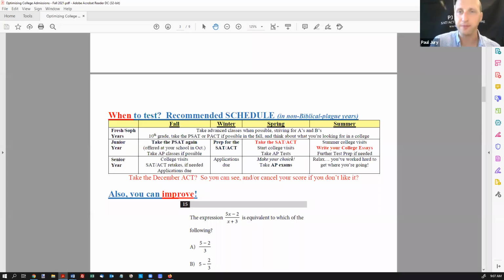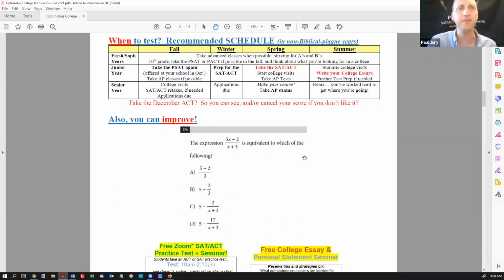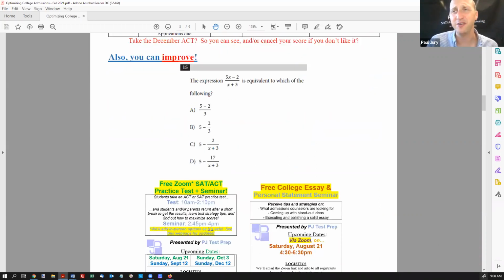Junior year, start thinking about the SAT, ACT, whether you're going to take it or not. Make a plan for maybe doing that in the spring or even the winter of your junior year, and certainly take PSATs all the way along. The SAT is also something that you can improve on.